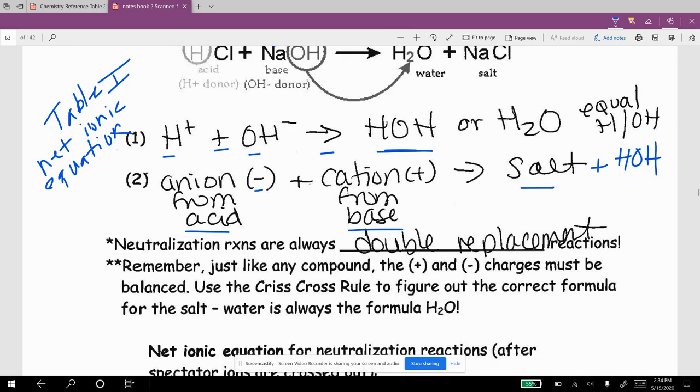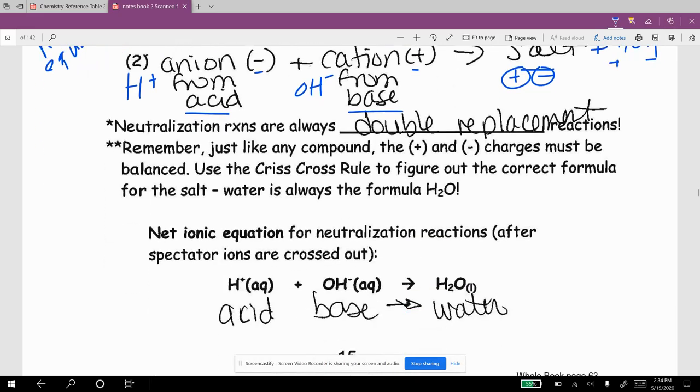So remember, your anion is the negative ion, right? And then your cation. So your anion and your cation. So you have your H+ with the anion, and you have your OH- with the cation. And then this is how your H+ and OH- make the water, and your salt comes from the positive and the negative ions coming together, and then they're neutral.